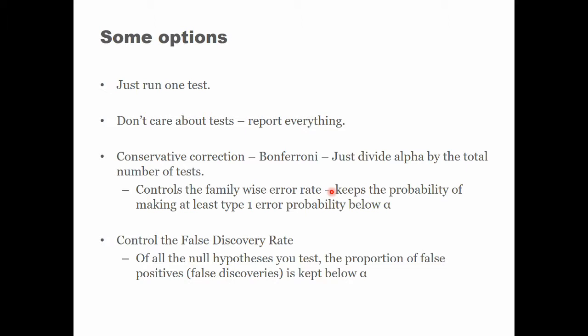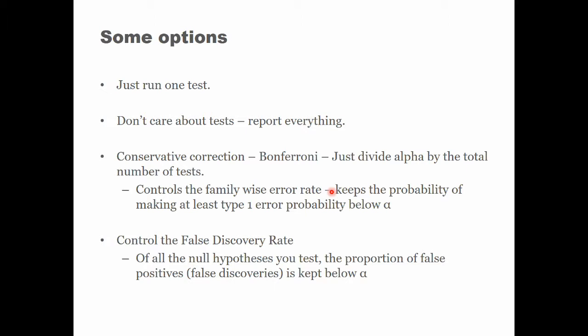However, this is a really conservative correction because it really decreases the power. In other words, it increases the type 2 error rate, the false negative, for any given outcome you're looking at. It makes it harder to see effects when they're really there. And so some people balk at this conservativeness. A more modern alternative that I've used and that other people are using more and more often is what's called controlling the false discovery rate.